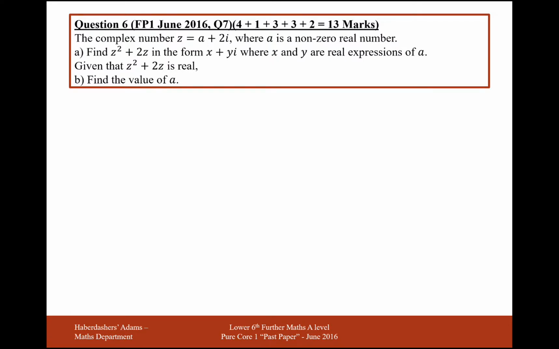So the complex number z equals 2a plus 2i. a is a non-zero real number. Find z squared plus 2z.